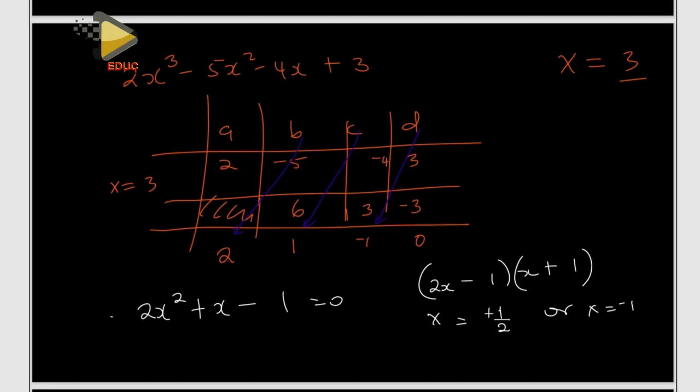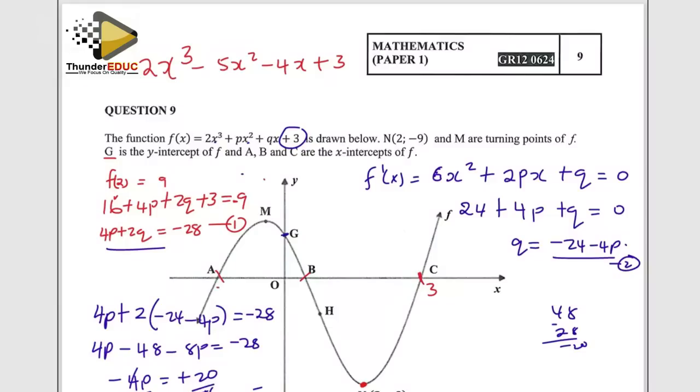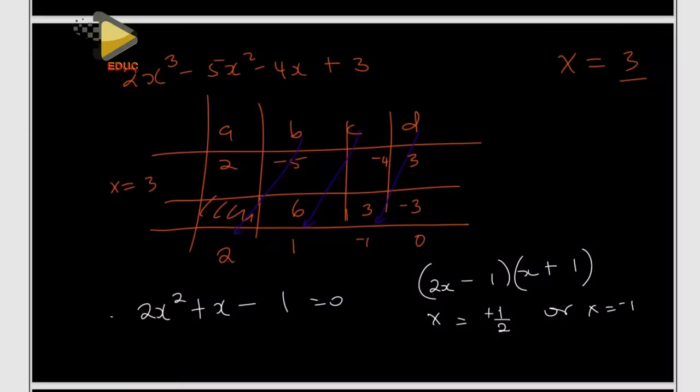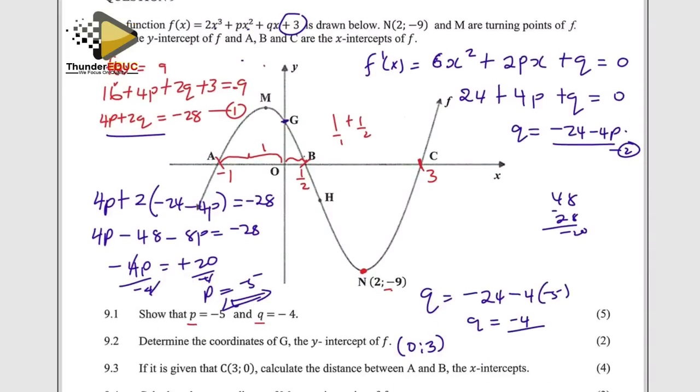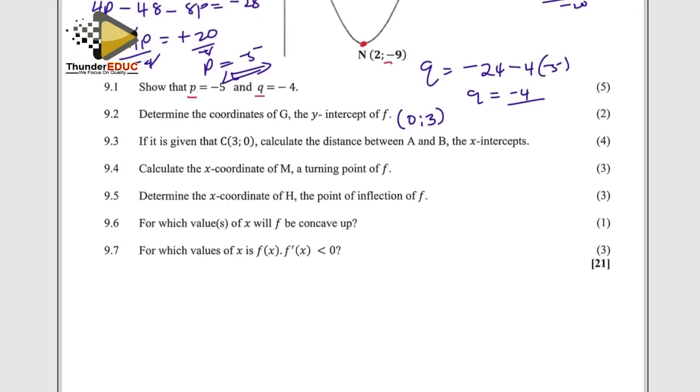Now the question is asking for the distance. If this is negative 1 and this is a half, the distance in between is 1 unit plus a half, so 3/2 units, or 1,5 units. So that is what they wanted us to do: get the x-intercepts and then move on. And then they want us to get the x-coordinate of the turning point of M.